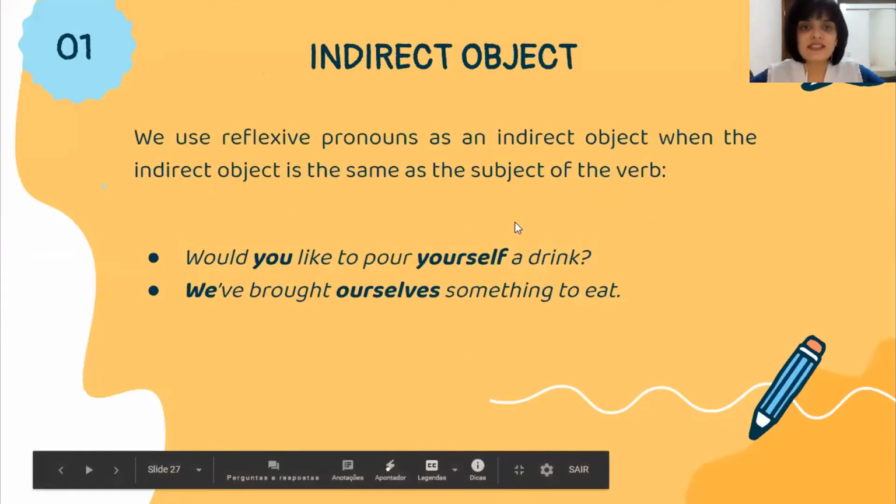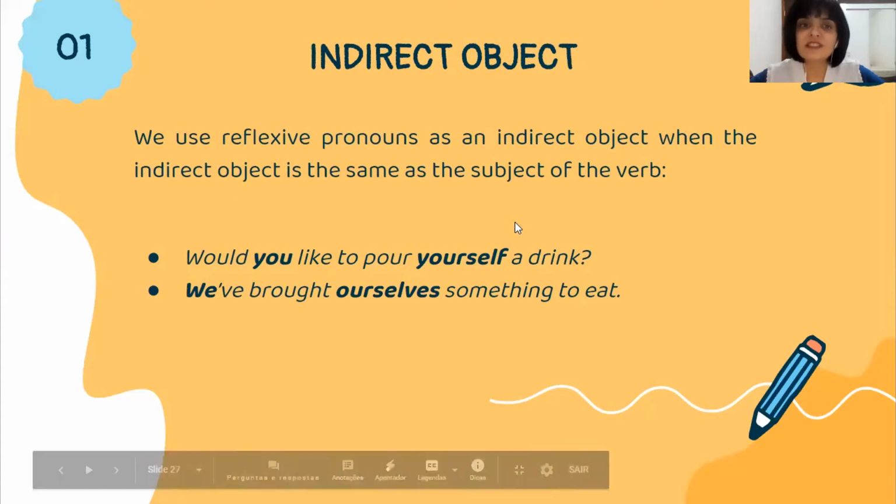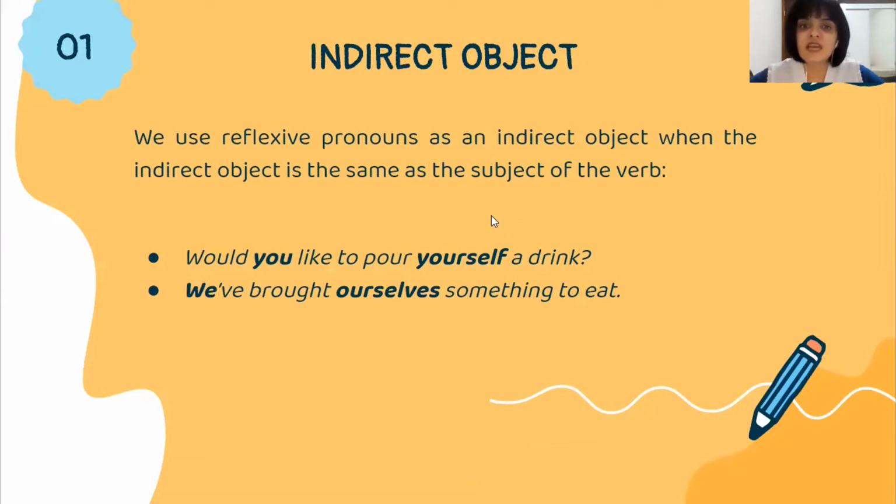So we use reflexive pronouns as an indirect object when the indirect object is the same as the subject of the verb. Então, a gente usa os pronomes reflexivos como objeto indireto quando esse objeto indireto é o mesmo que o sujeito da frase, né? O sujeito que tem a ação no verbo. Então, aqui eu trouxe alguns exemplos.